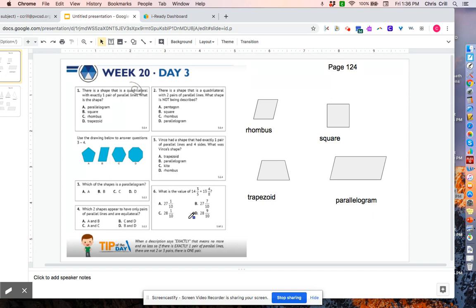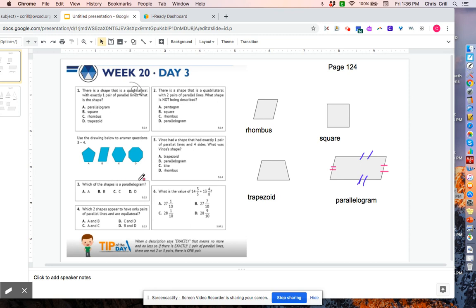Exactly. So, remember, rhombuses, squares, they're all special parallelograms. A parallelogram is a shape that has two pair of parallel sides. You need to find a shape that has only one pair of parallel sides. So look carefully. Number 3 and 4, we're going to use these drawings to answer the questions for that.